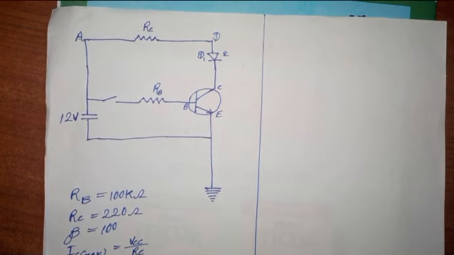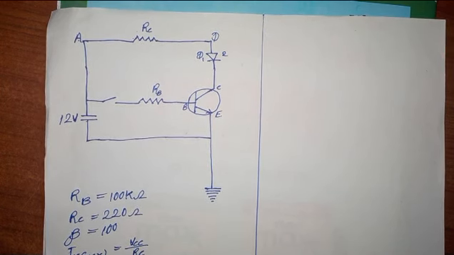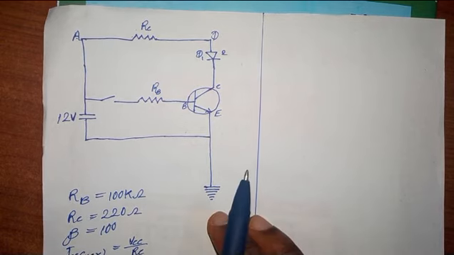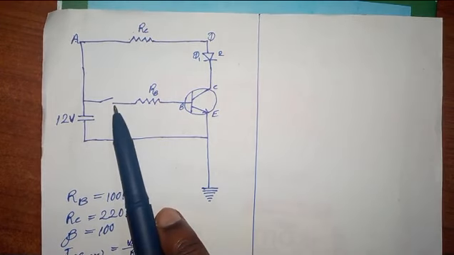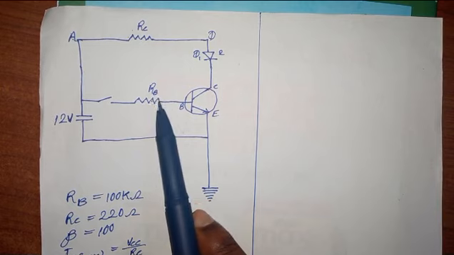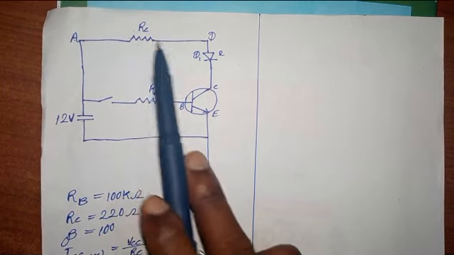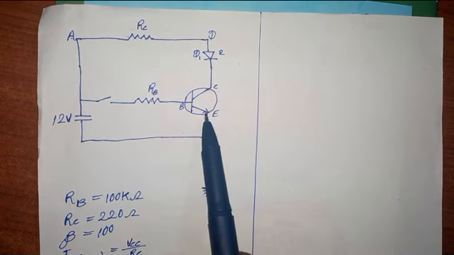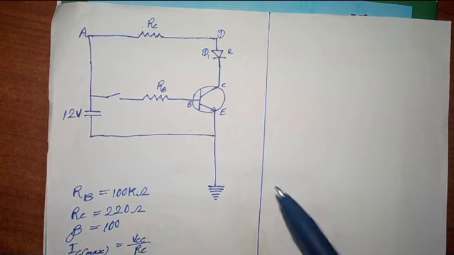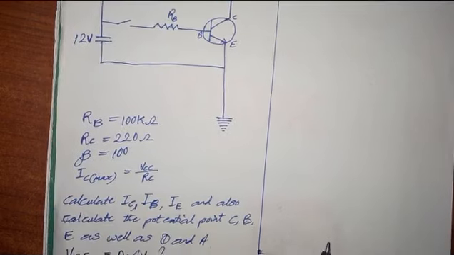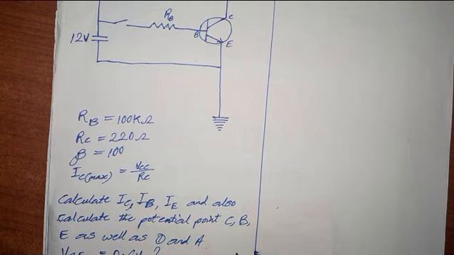So coming back to this circuit, it is comprised of the ground, the input voltage, the switch, the resistors RB and RC, the diode, and the NPN transistor. First of all, we are going to find the current flowing through point C, that's IC.